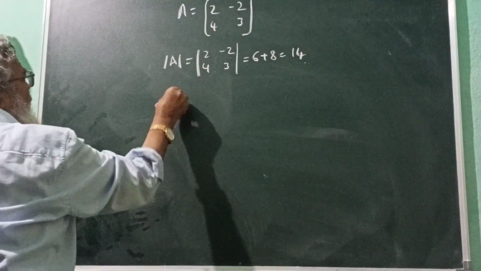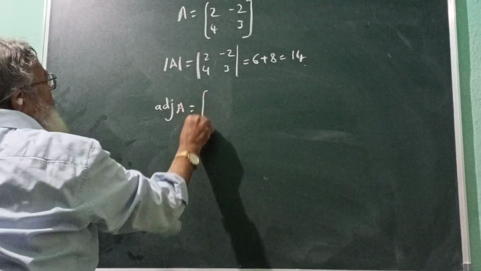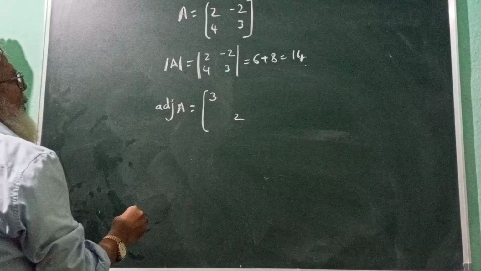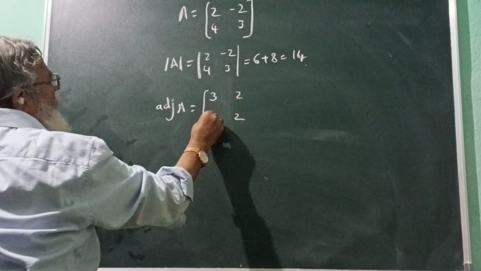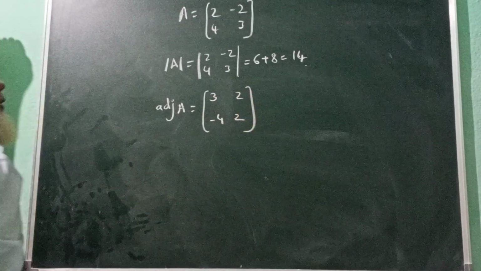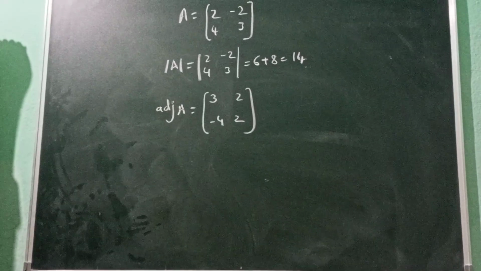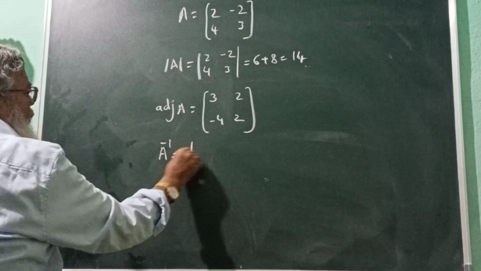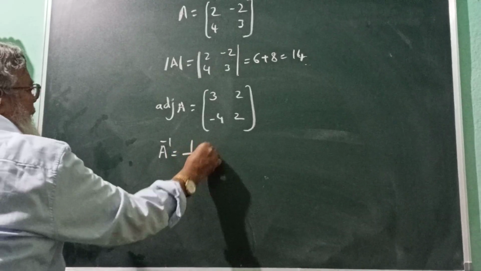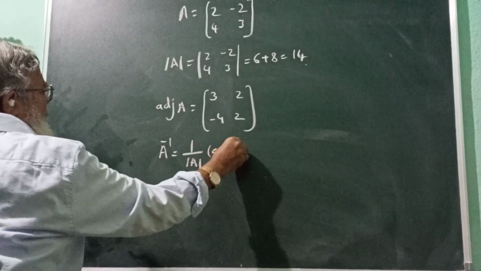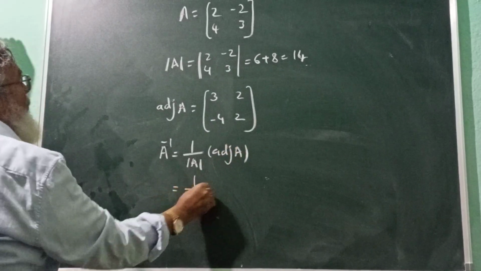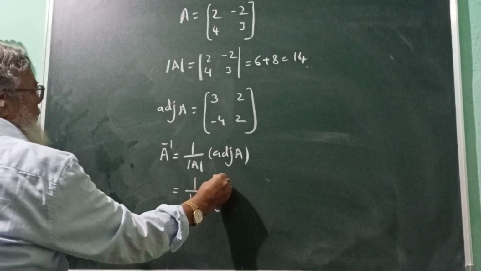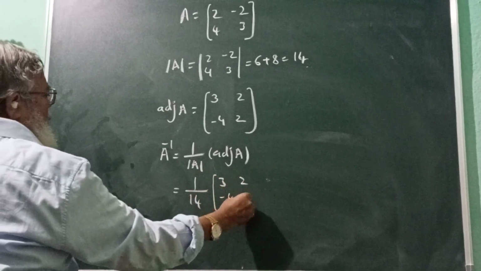Adjoint. We have the technique of writing the adjoint of a second order matrix: we interchange the elements of the principal diagonal and change the sign of the second diagonal. We have the formula A inverse is equal to 1 by the determinant of A into adjoint of A. Here 1 by the determinant of A is given by 14, and the adjoint we have is 3, 2, minus 4, 2.